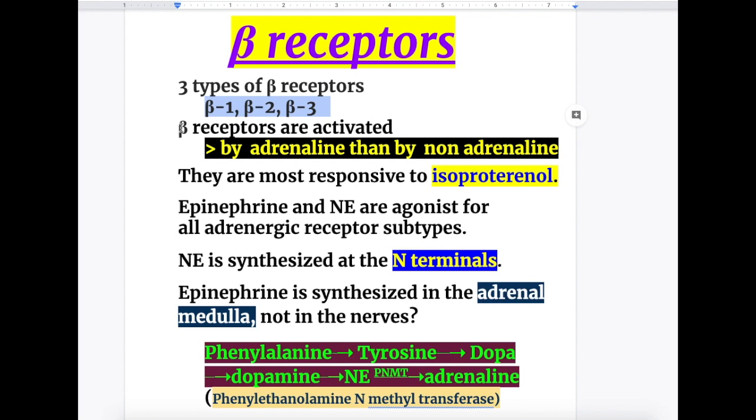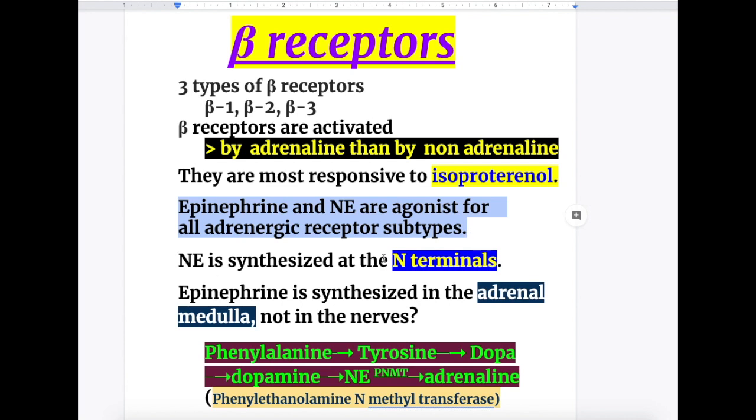Beta receptors are activated more by adrenaline than by noradrenaline, whereas alpha receptors are stimulated more by noradrenaline. So the beta receptors are most responsive to isoproterenol. Epinephrine and norepinephrine both are agonists for all adrenergic receptor subtypes.